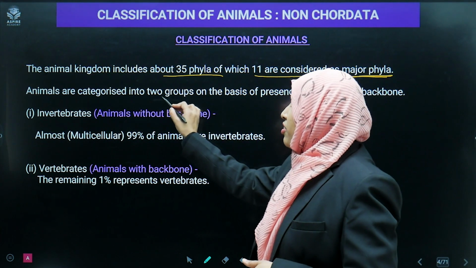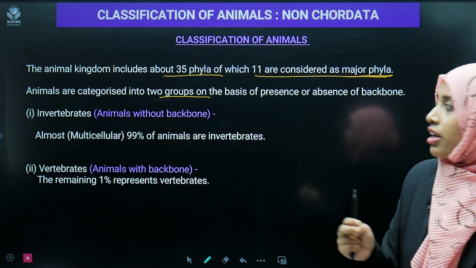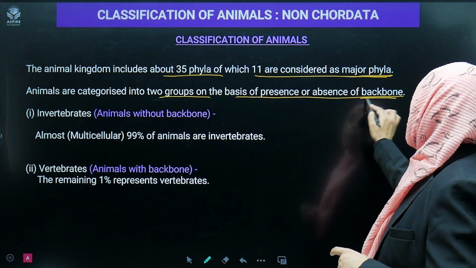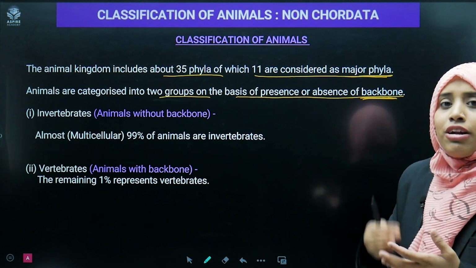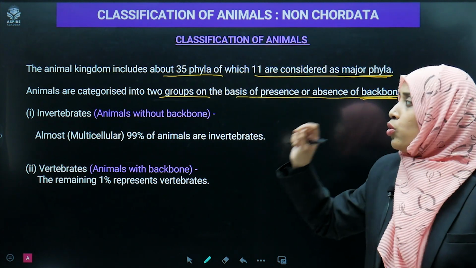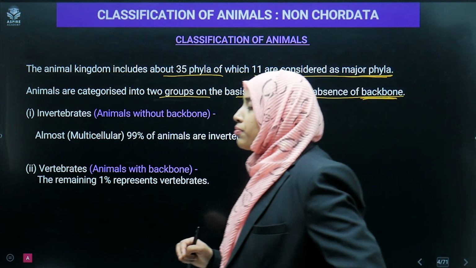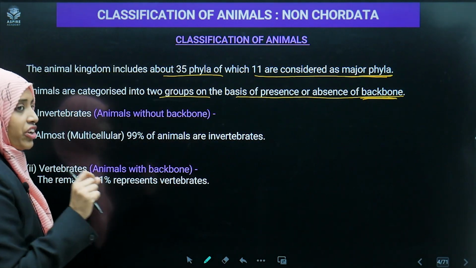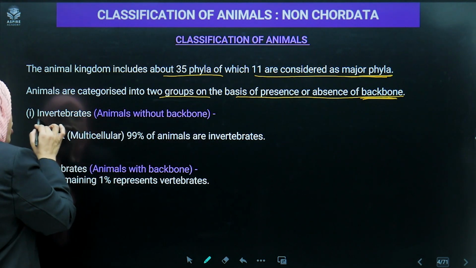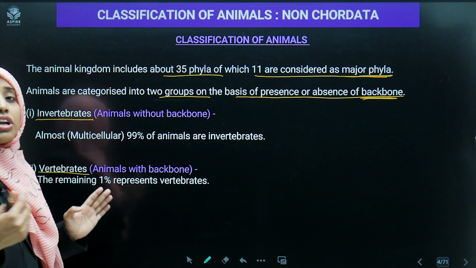The animals can be categorized into 2 groups. ठीक है, सबसे पहले पूरे animals को आप classify कर सकते हैं within the 2 groups on the basis of presence or absence of backbone. Whether the backbone is present or not, उस basis पे आप classify कर सकते whole living animals into 2 categories. First one is invertebrate and the other one is vertebrates. So the broad classification is based on the presence or the absence of backbone. Invertebrates or invertebrata, and the other is vertebrates.